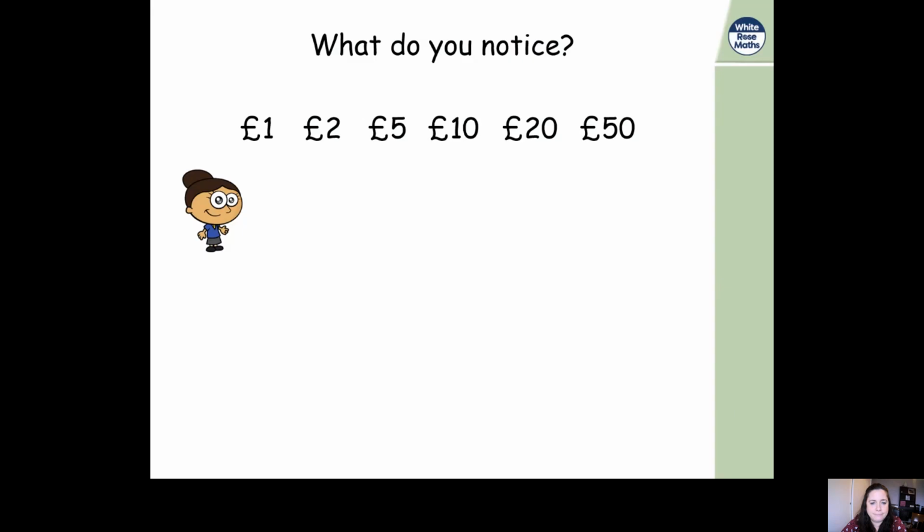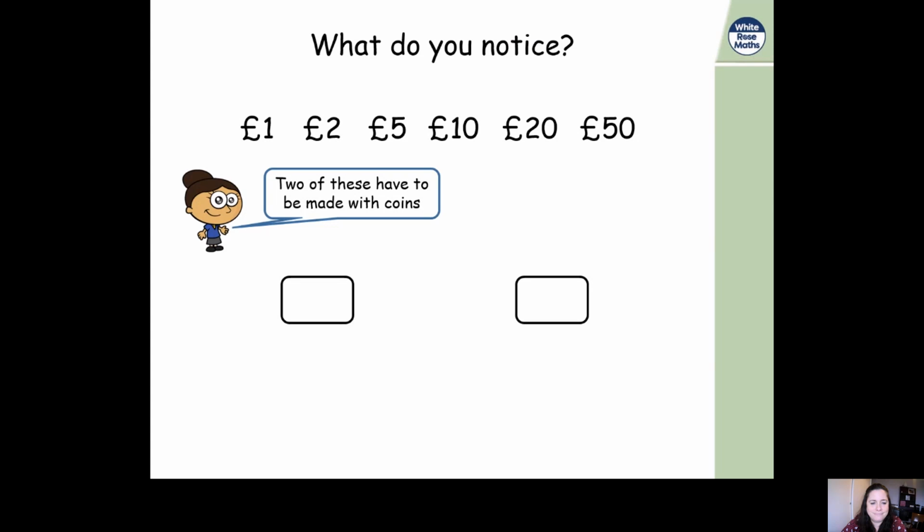Dora is looking at these amounts. She says 2 of these have to be made with coins. Is she correct? And if she is correct, which 2 have to be made with coins? That's right. We no longer have a £1 note. We used to use one a long time ago, but we don't anymore. £1 has to be made with coins, and £2 has to be made with coins.